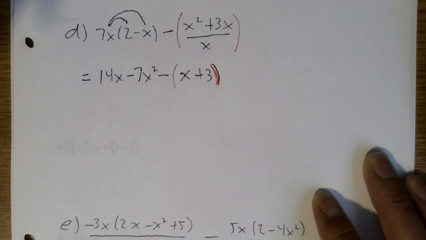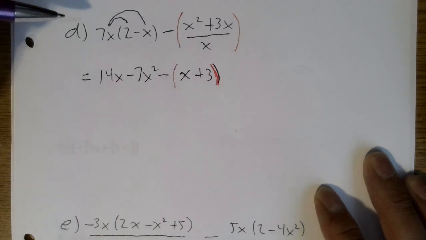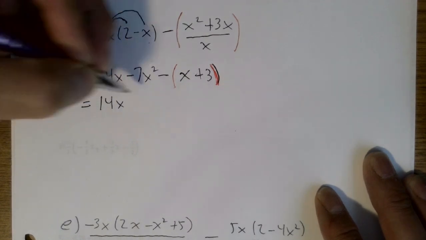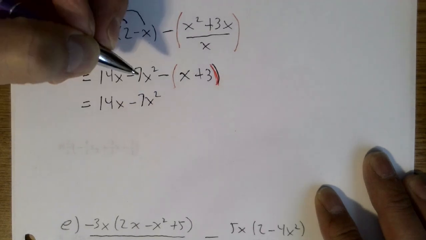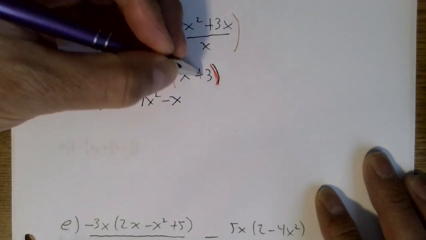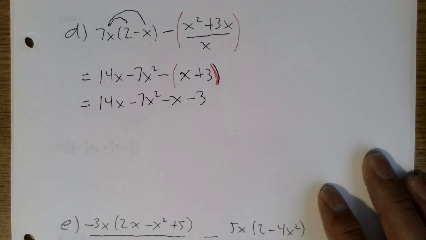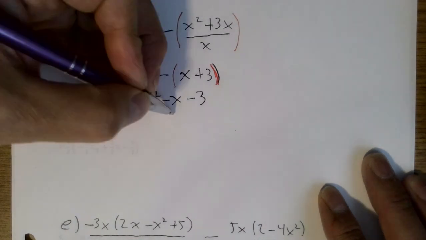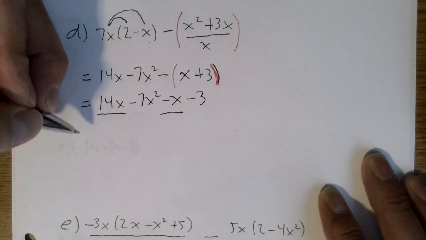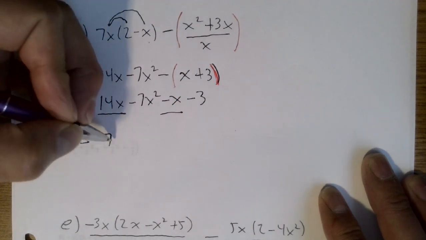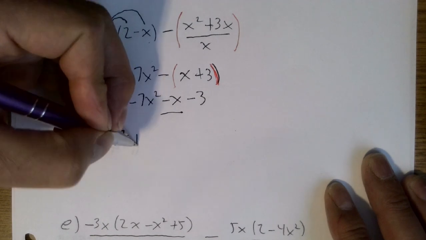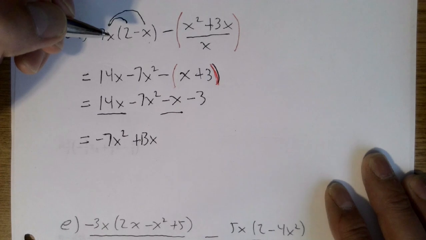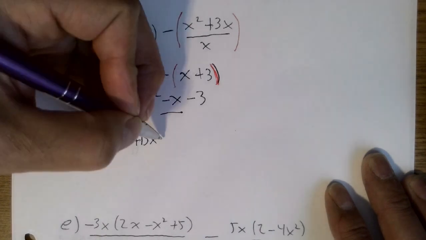And now you remember, anytime we're subtracting a polynomial like this, we need to remember that we're subtracting both of these things. So I'm going to rewrite this as 14x minus 7x squared, subtracting an x and subtracting a 3. Okay, and now we can do our like terms. We've got 14x and negative x are our only like terms, starting with the highest degree. Negative 7x squared, oops, plus 13x. No, I missed it and it looks like a b. Oh well. You guys know that's a 13x. And then minus 3.